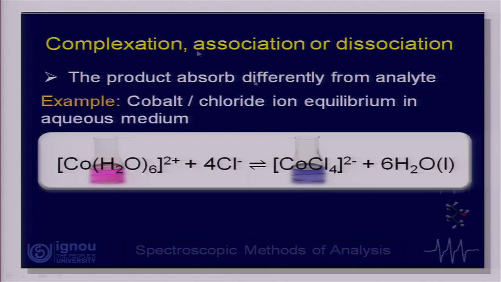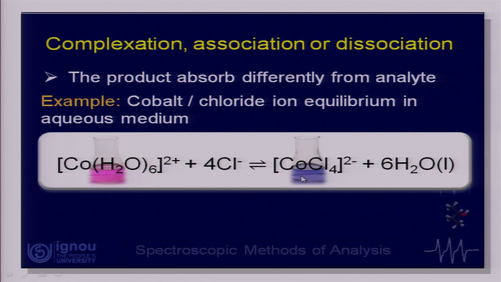And let us take this example. This is the cobalt chloride ion equilibrium in aqueous medium. If I take an aqueous solution of cobalt ions, the cobalt ions will be in hexaaqua form. So, this is a kind of pink colored solution. But if to this solution I add chloride ions, these chloride ions get into a complex formation with the cobalt, and these water molecules are thrown out, and what you get is the following species, which is a complex ion and which happens to have a blue color.